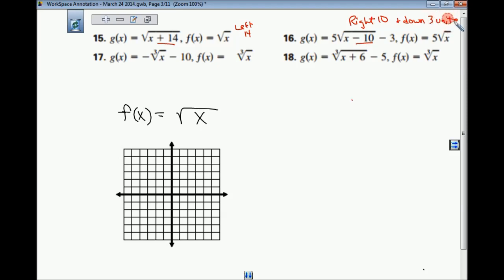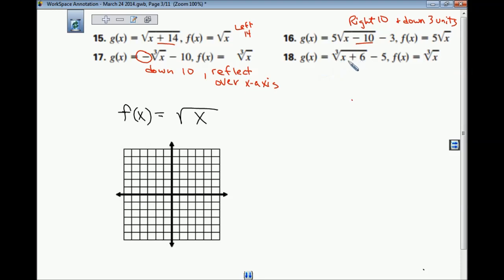All right, let's look at the next one. Now this is a cube root. So g of x equals negative cube root of x minus 10, but f of x is the cube root of x. So, what does this do? Down 10 units. But what does this do? Flipped it over the x-axis. So, mathematically speaking, we would say reflect over what axis? X. Good.